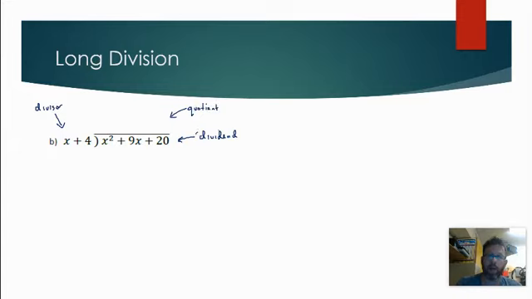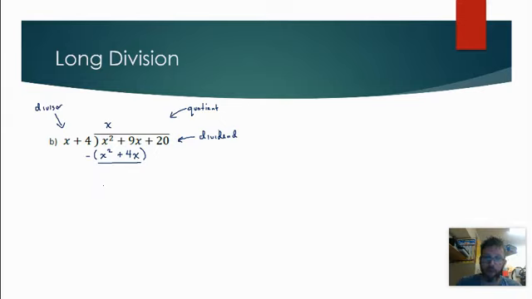So how do we apply this method to polynomials and binomials? What we do is we look at the leading term. We ask ourselves, how many times does x go into x squared? Well, it goes in x times. x times x is x squared. And then we multiply. It's the same process. x times x is x squared, x times 4 is 4x. And then we subtract.